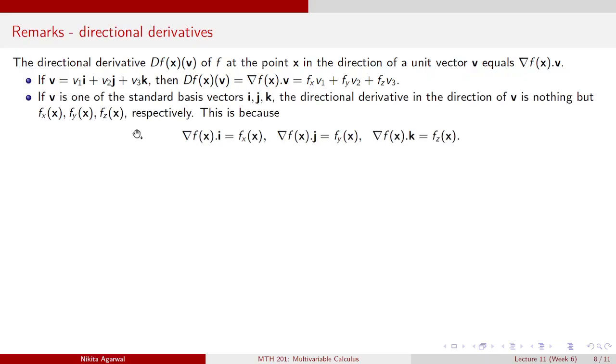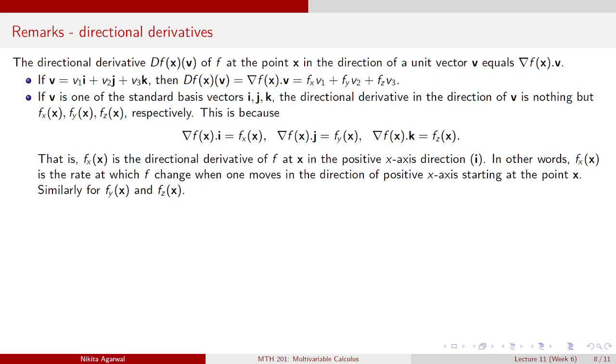Now, if v is one of the standard basis vectors i, j, k, then the directional derivative in the direction v is nothing but the partial derivatives, right? Because if you take gradient of f dot i, you get fx. If you take gradient of f dot j, you get fy. And if you take gradient of f dot k, you get fz.